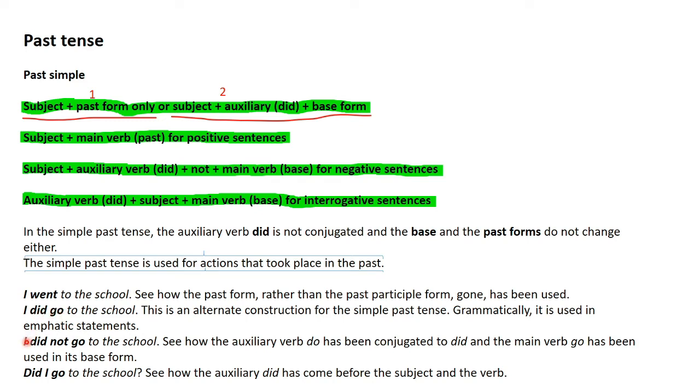In case of a negative statement, the subject comes followed by the auxiliary did, not, because it's a negative statement, we add not here, and then the base form, because this auxiliary has been used in this sentence, we will retain the base form of the verb go. For an interrogative sentence, the auxiliary comes first. Did is the auxiliary, followed by the subject, followed by the root form of the verb.